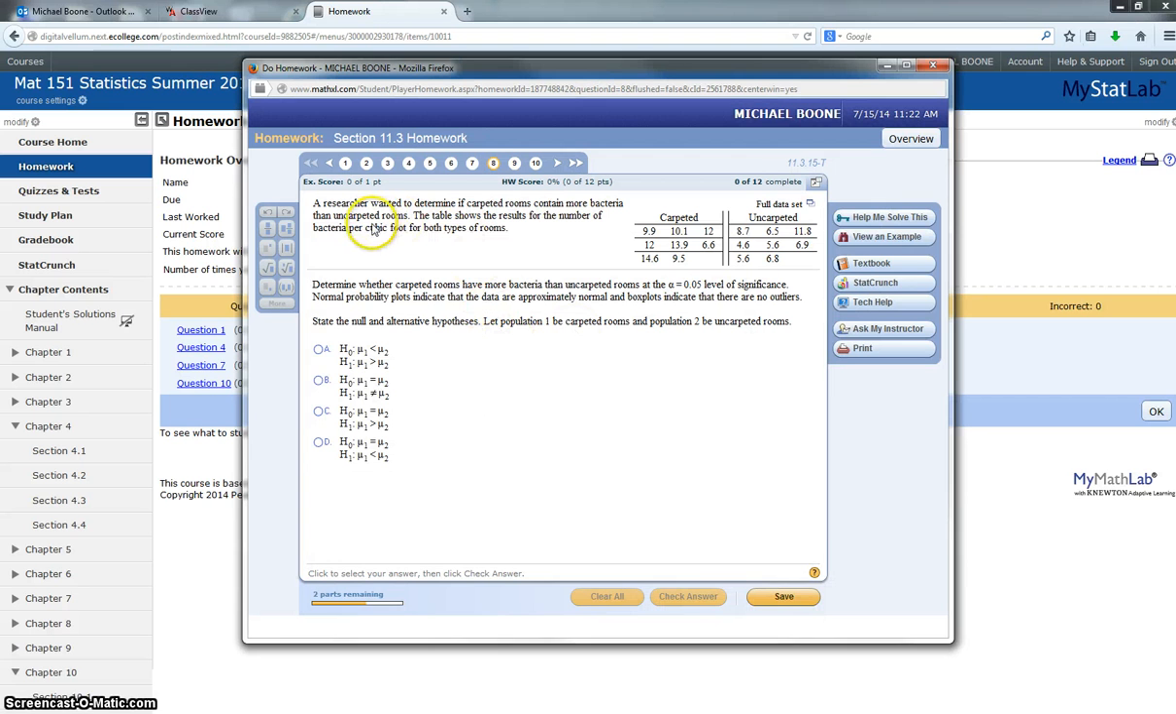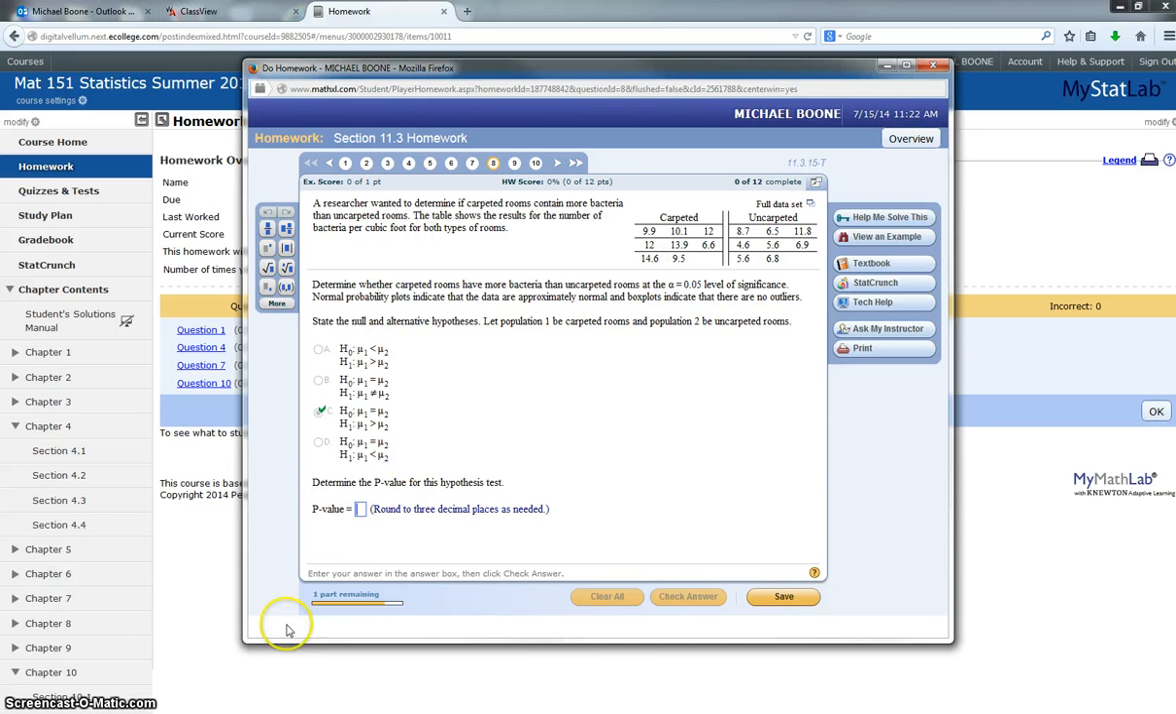They said, will there be more bacteria in the carpeted? So will mean 1 be greater than mean 2? So my null hypothesis is that they're equal to each other. My alternative is that the mean number of bacteria of my carpeted is greater than uncarpeted. So I like C there for an answer.